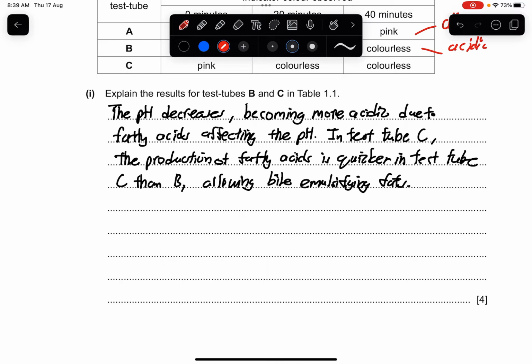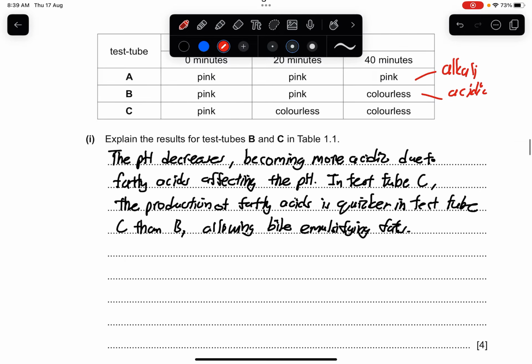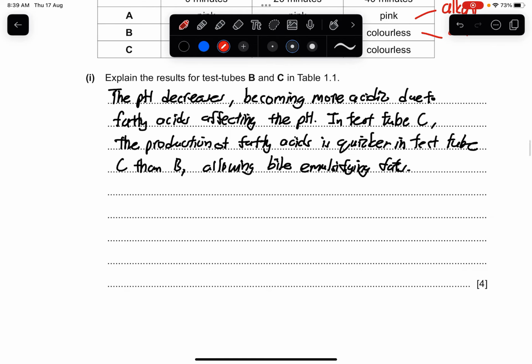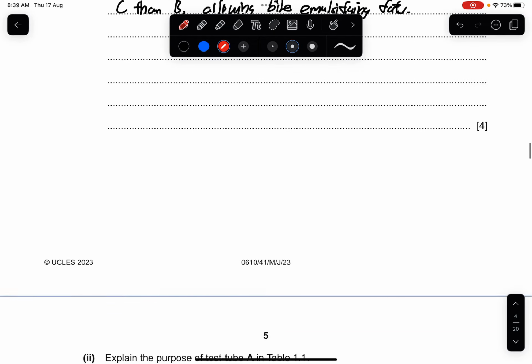Okay, in test tube C, the production of fatty acids is quicker because in 20 minutes it has already turned colorless, which is quicker than test tube B, because in test tube B it only turns colorless after 40 minutes, which shows that bile allows the emulsification of fats. Okay, so that's how you get your 4 marks. It's just explaining the results in the table.